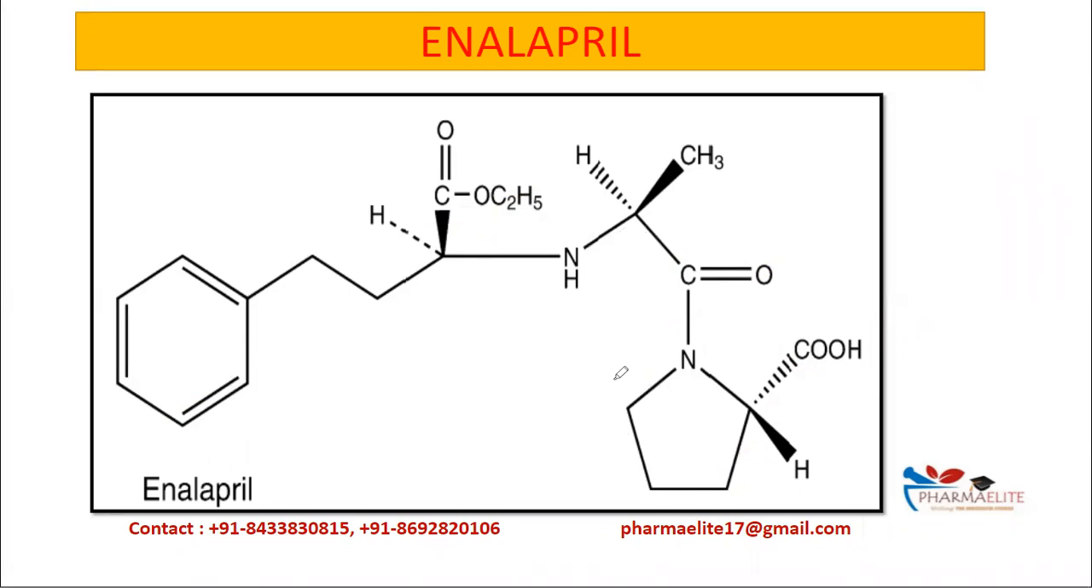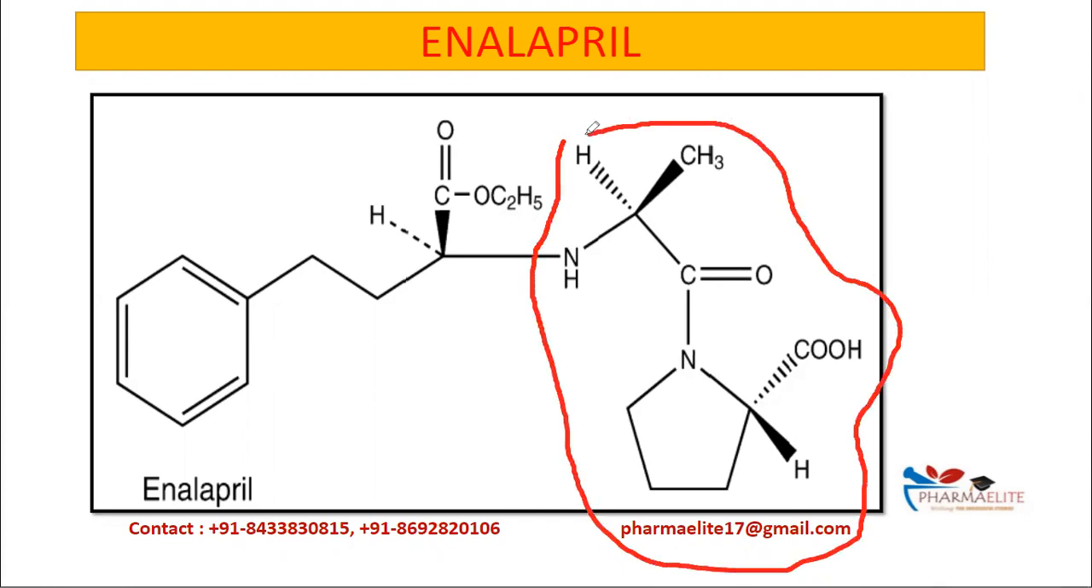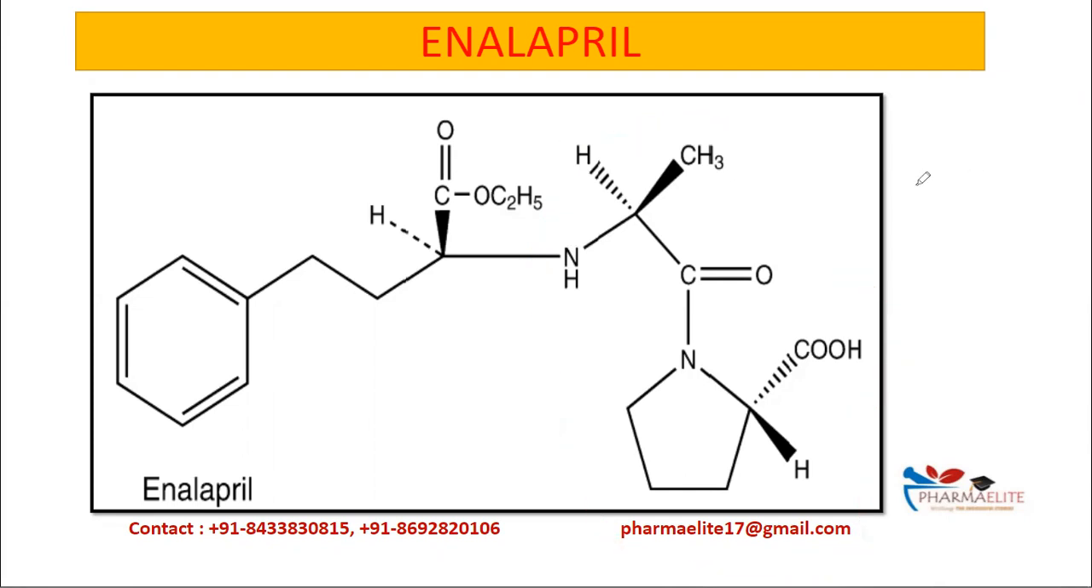Also, enalapril is made up of two amino acids, and the two amino acids are L-alanine and L-proline. And this entire structure here is the structure of the L-alanyl L-proline molecule. Okay, so you need to remember the names of these two amino acids also.